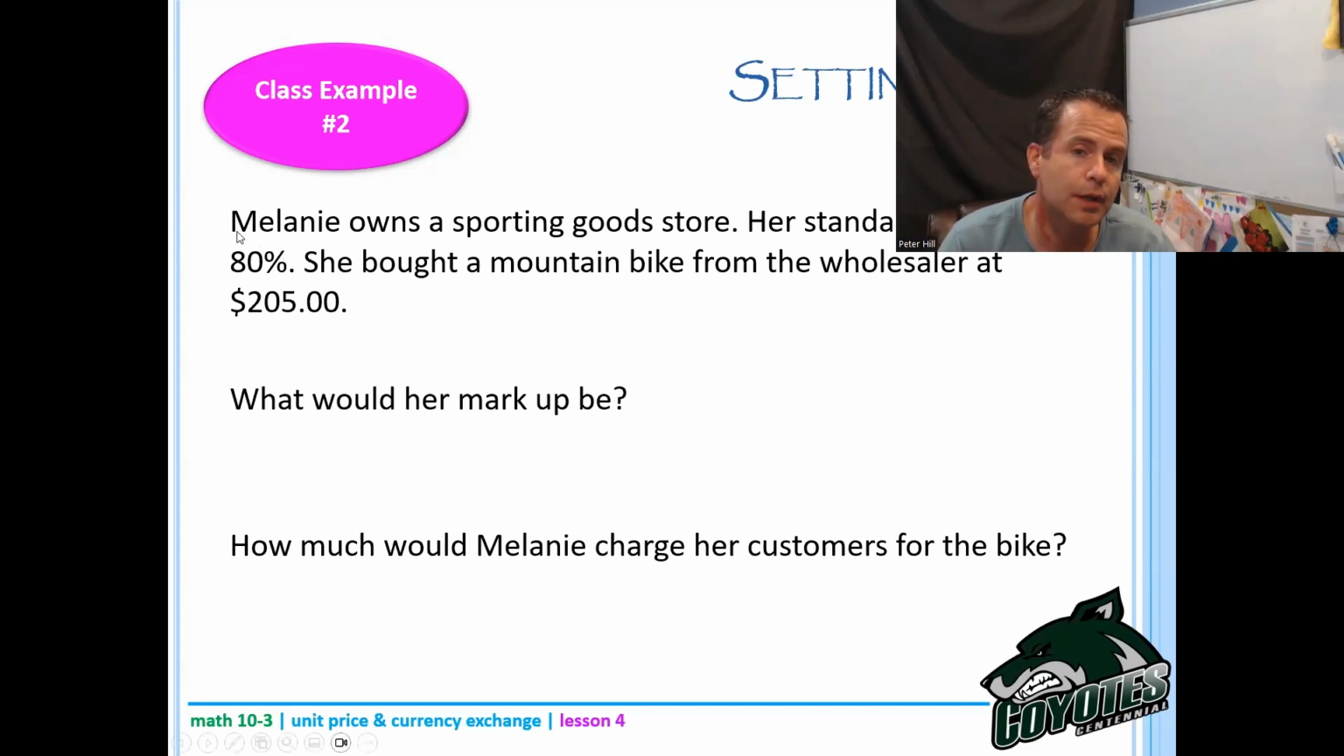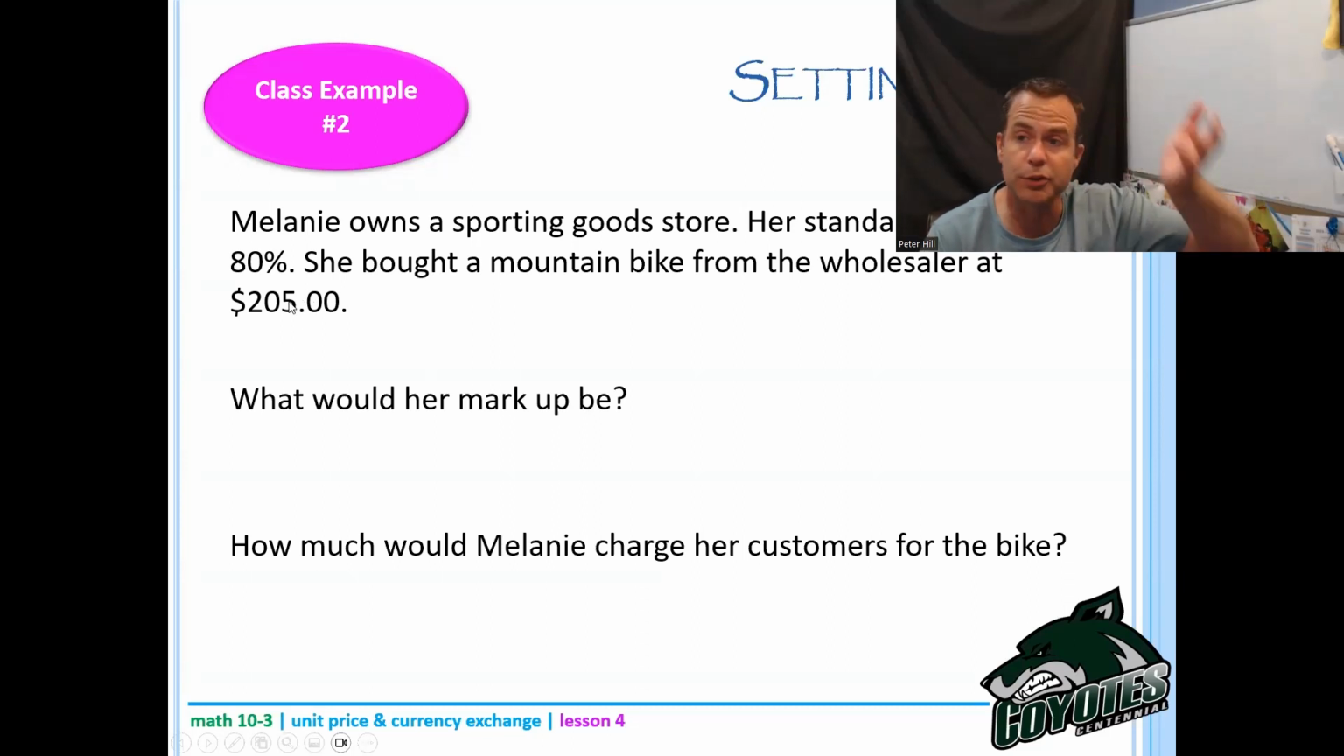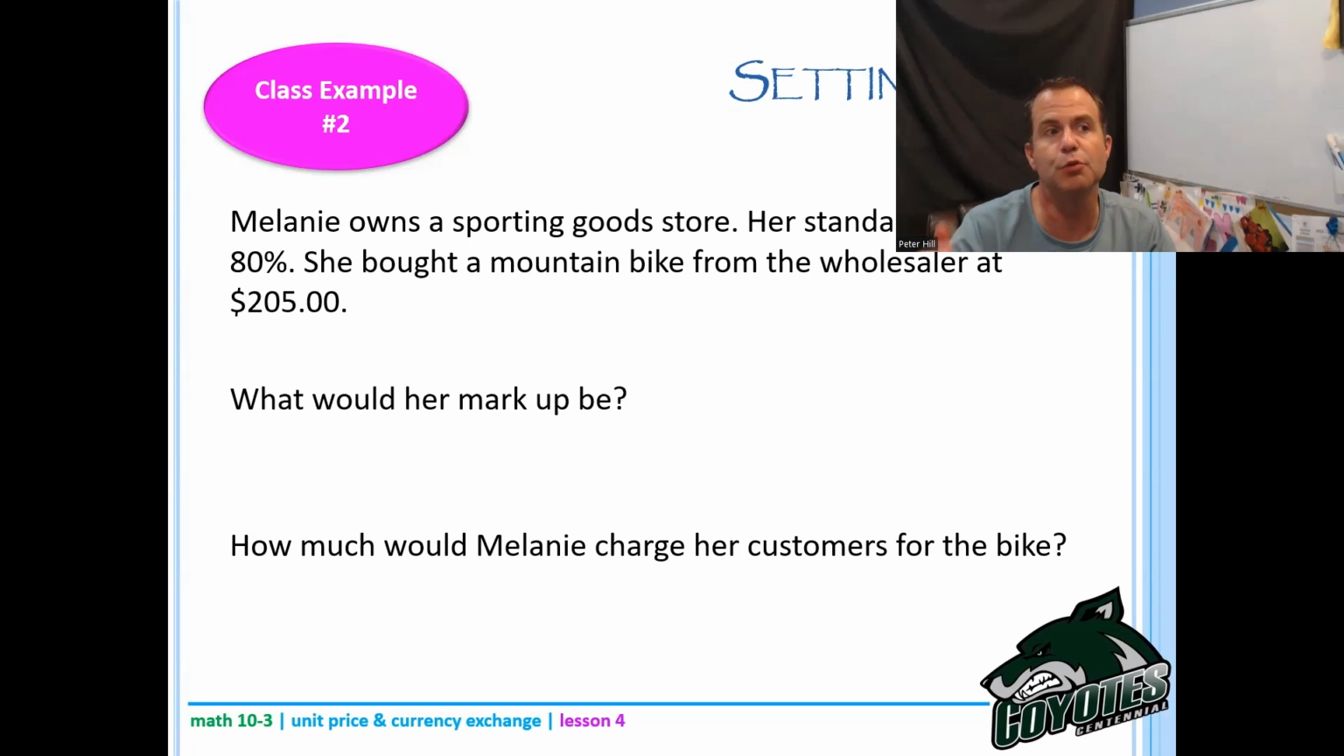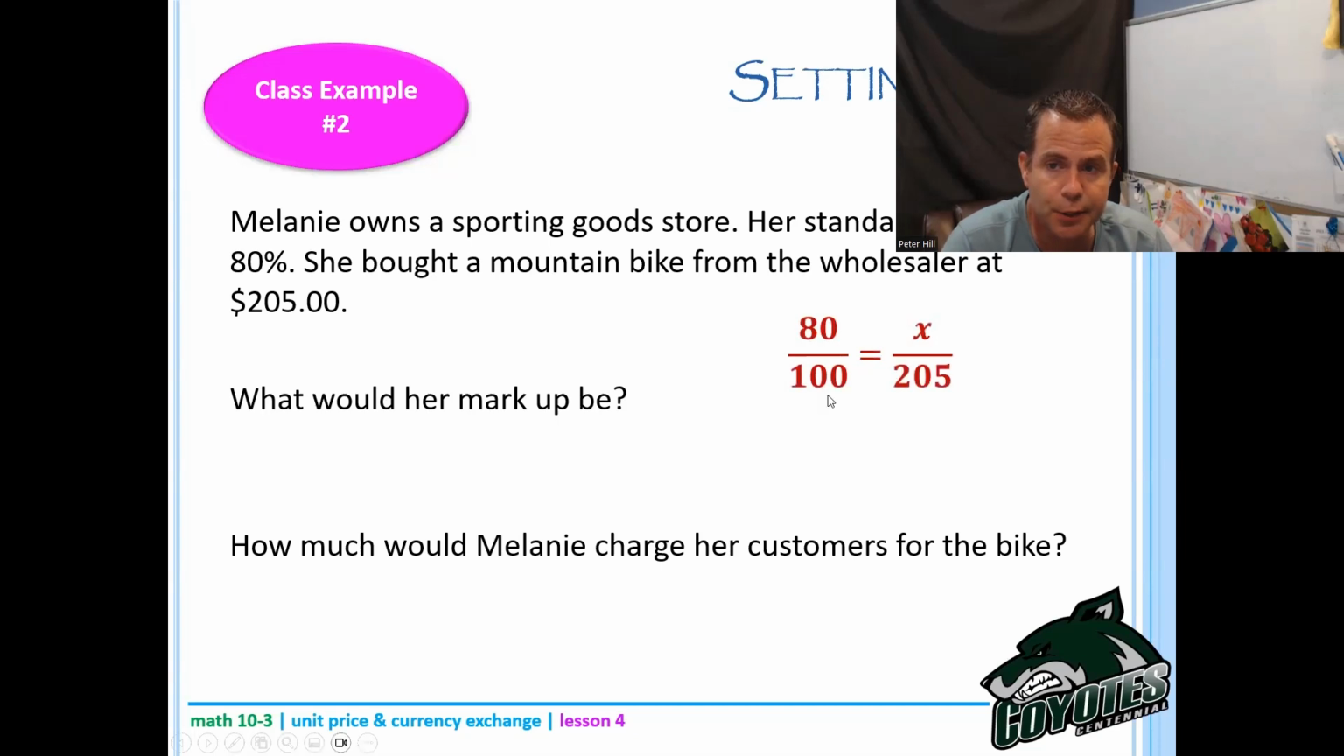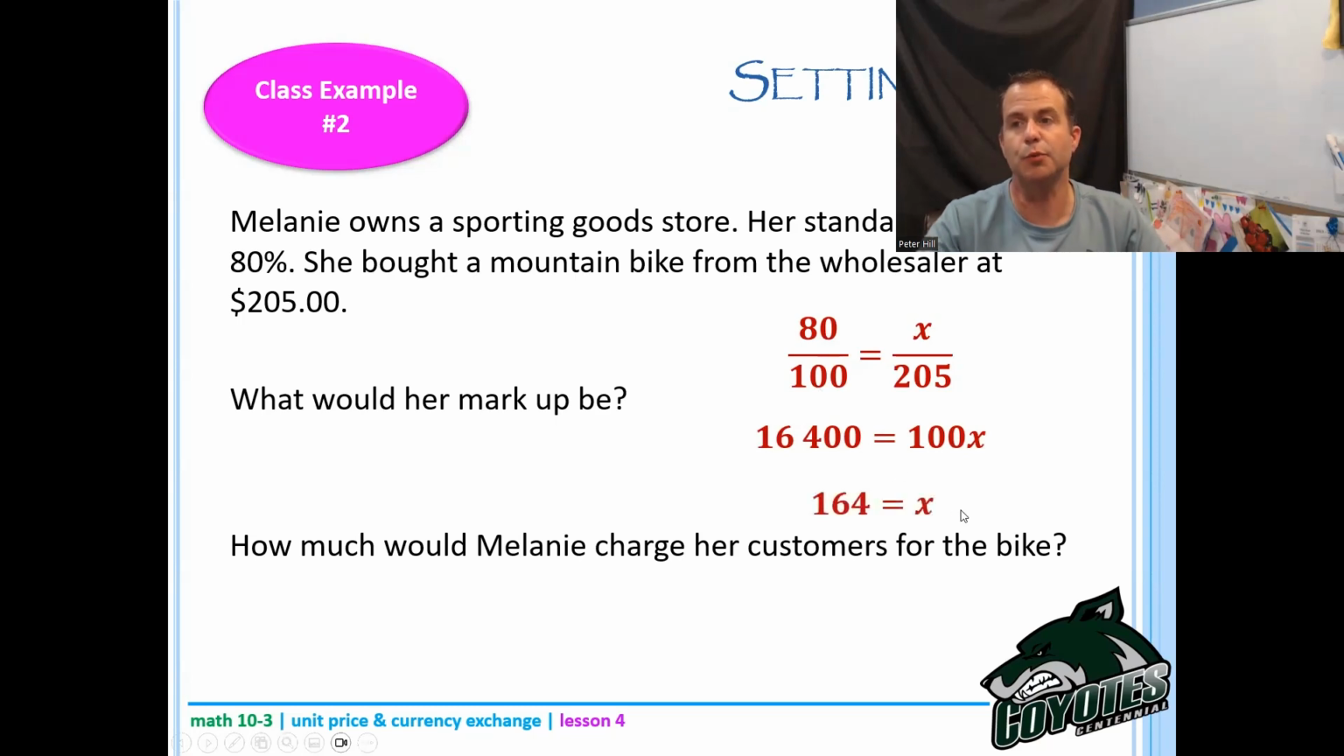So I know 80% is 80 over 100. And I want to figure out 80% of 205. So just like we were doing in the first few examples, that means 205 is my whole, so it'll go on the bottom. So I set myself up to say 80 over 100 is x over 205. Now, when I cross multiply that, 80 times 205 is 16,400. And then 100 times x is 100x. Divide both sides by 100 and I get x equals 164.